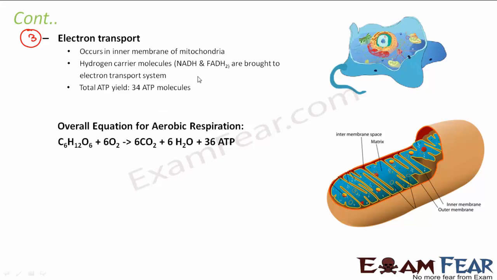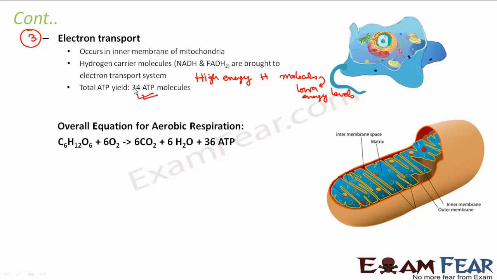So what basically happens here is high energy hydrogen molecules are brought to lower energy levels, and during this process a lot of energy is produced. So how many ATP molecules are produced here? 34 ATP molecules. Now you can understand how much more energy is produced in this step. In the first 2 steps only 2 ATP molecules were produced, but in this step 34 ATP molecules are produced. So a huge amount of energy will be produced during this electron transport.